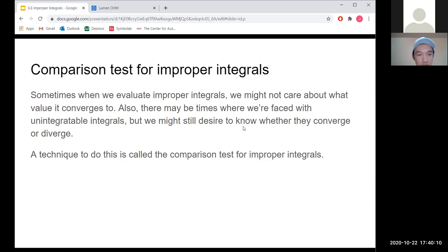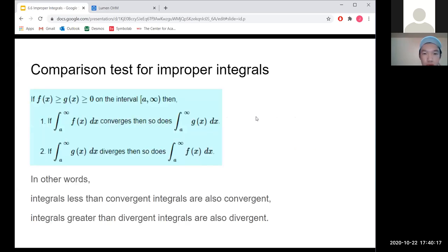A technique to do this is called the comparison test for improper integrals. So how does this comparison test work? Here it is, the comparison test. If you have two positive functions, they all have to be greater than or equal to 0, your two functions are f and g. And this part is very important: f is the bigger function and g is the smaller function. The test says if f converges, then g converges.